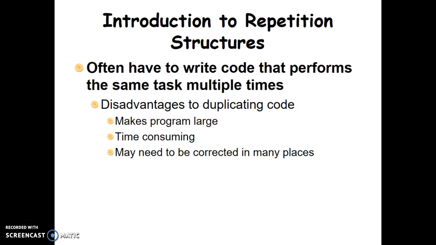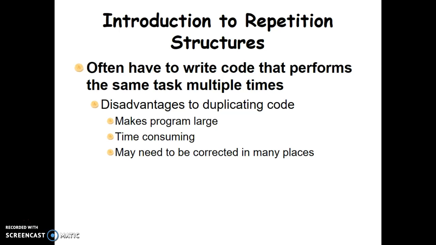A lot of times when we're writing code, we have to write code that does something multiple times. And if you write code multiple times, you can make your program really large, and you have code duplication, and this is also time consuming. And if you make a mistake, you're going to have to fix that mistake in multiple places, which can increase the likelihood that you're going to have a lot of errors and you're going to have to spend a lot of time correcting them. So how do we fix this?